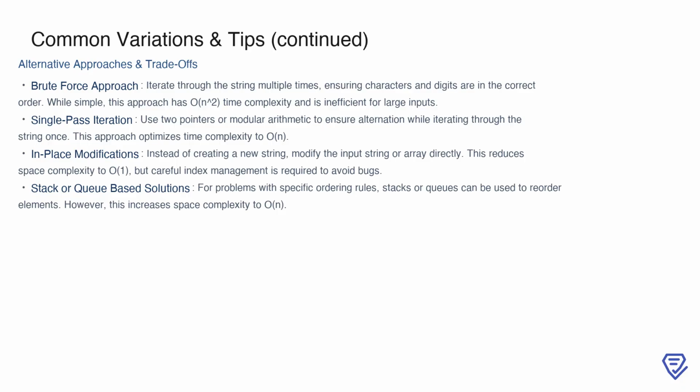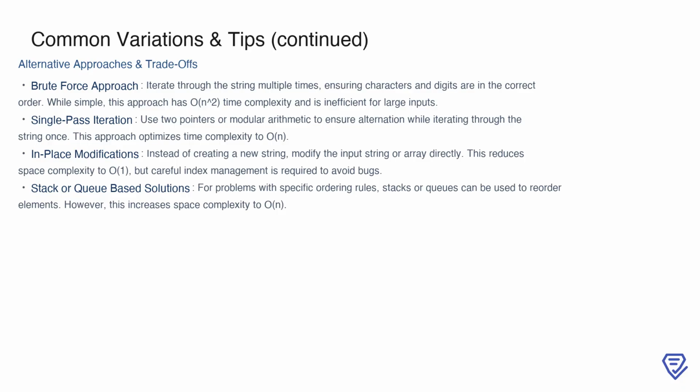A brute force approach might involve iterating through the string multiple times to ensure characters and digits are in the correct order. While this method is straightforward, its O(n²) time complexity makes it inefficient for larger inputs. A more optimized solution involves single-pass iteration, where you can use two pointers or modular arithmetic to ensure alternation as you traverse the string once. This reduces the time complexity to O(n). For space optimization, in-place modifications can be a powerful technique. Rather than creating a new string, you modify the input string or array directly, reducing space complexity to O(1). However, managing indices carefully is critical to avoid introducing bugs.